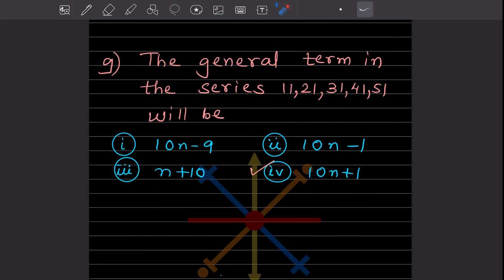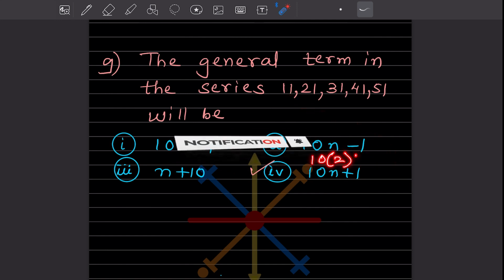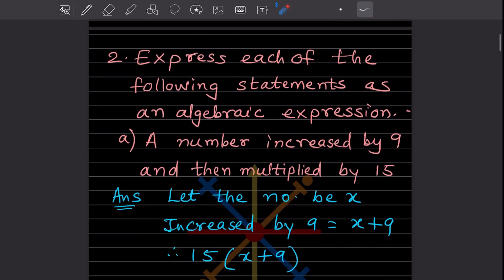Now let us look for the next one. So we are putting here 10 into 1 plus 1. So that is going to be 10 plus 1, that is 11. So this is same. Again, if you are putting 10 into 2 plus 1, because for the second term we'll put 2, right? So here, 20 plus 1, that is 21. It's satisfied. Again, once we try one more, 10 into, for the third term is 3, plus 1, 10 into 3 is 30. 30 plus 1 is 31. So it satisfies. So this is the correct option. Hope that is clear. Now we will go for the next one.